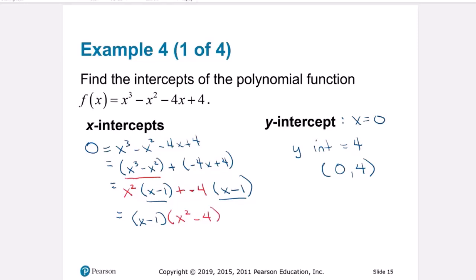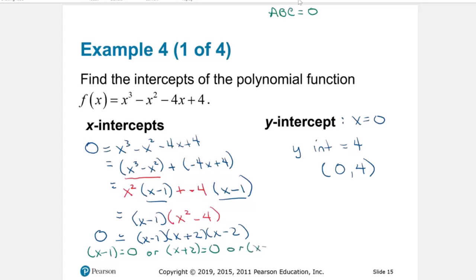I'm not really done yet because x squared minus 4 is the difference of squares, and it's still factorable. My final factoring is x plus 2 times x minus 2. Now, all of these equal 0. Once I have it in this form, I know that if I multiply 3 different terms together, that equals 0, then either A has to be 0, B has to be 0, or C has to be 0. There's no other way for me to multiply 3 numbers together and get 0 unless one of those numbers is a 0. And I'm going to use that fact here when I say either x minus 1 has to equal 0 or x plus 2 has to equal 0 or x minus 2 has to equal 0. If any one of those 3 factors equals 0, then the whole thing is going to equal 0.